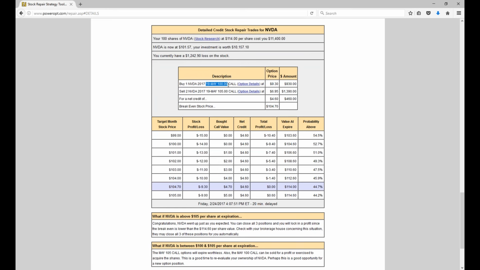Now, we're shown that we can buy the 19th of May, standard expiration, probably about 70 days out in time, for $9.30. And at the same time, we can sell 2, selling twice as many May 105 calls for $6.95. So we're going to pay $9.30, we're going to get $13.90 back, so we're originally going to receive a net credit of $460. Now, if we have a cost basis of $114 and we take in a net credit of $460, well, that means our break even should be $109.40. So that's a little bit better.